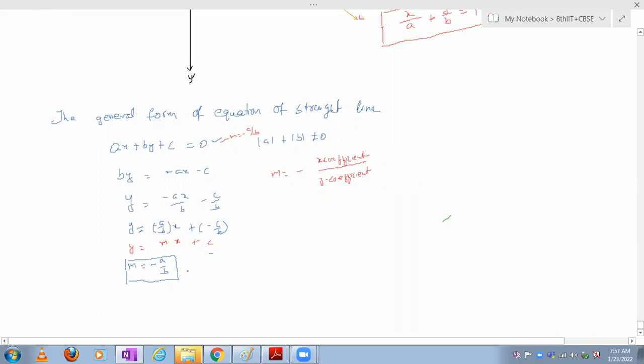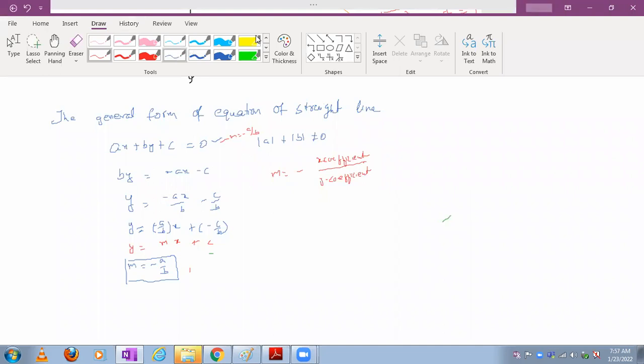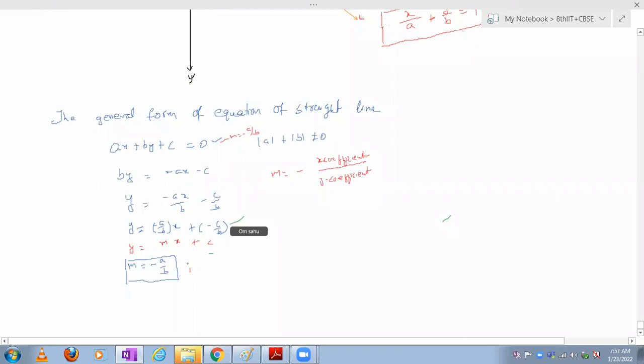Okay? C is equal to what then? C is equal to minus c by b, this term. C means y-intercept. Y-intercept is minus c by b. Got it? That means any equation of straight line is in this form, with slope minus a by b.